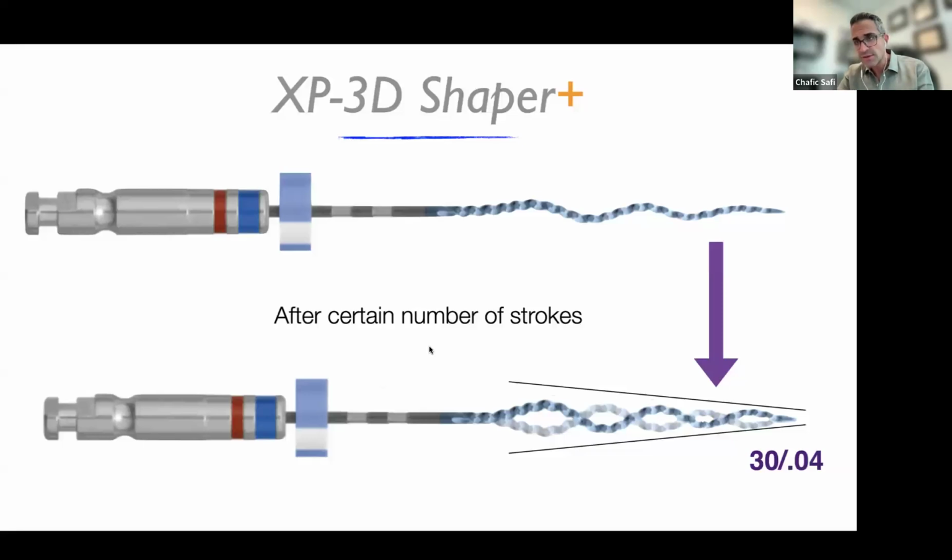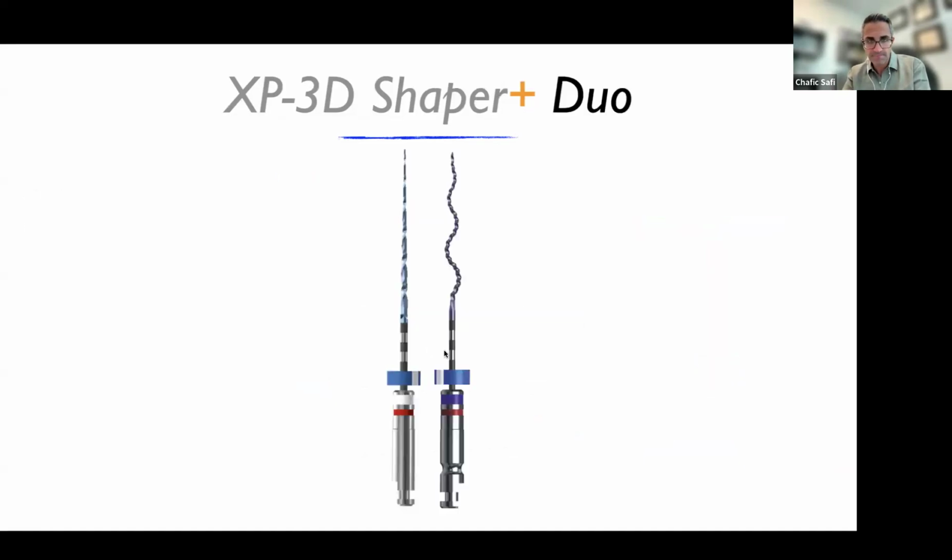So the goal of our instrumentation technique is to be able to give a certain number of strokes for this XP Shaper Plus in order to let it react and meet all the complex anatomy of the root canal system, giving it time also in order to reach a size 30 and taper 4%, which is what this file is designed to reach, a size 30 and taper 4%.